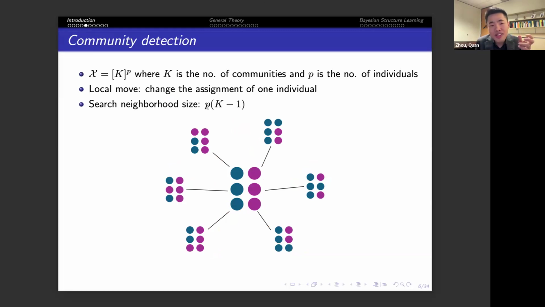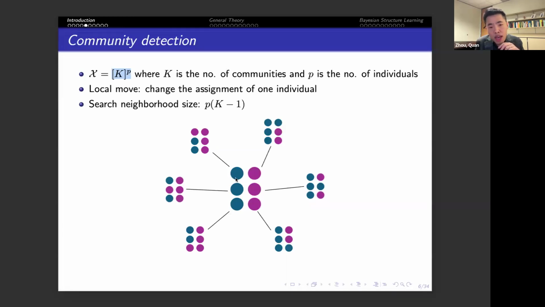Another kind of famous example of a discrete space problem is community detection, which is also known as the stochastic block model. So for this problem, we are interested in learning the community assignments of, say, p individuals. And let's say that we have K communities, and then the underlying state space is all possible assignments of these p individuals. So this is going to just be the product of the set, say 1, 2, 3, until this big K. So of course, this is exponential in p, even if we assume K is a fixed constant.